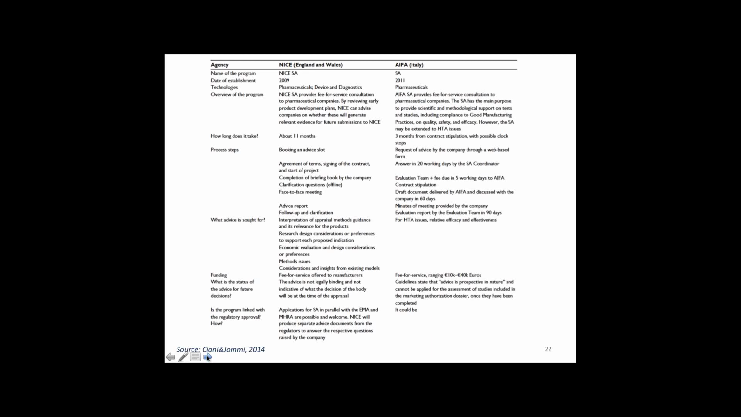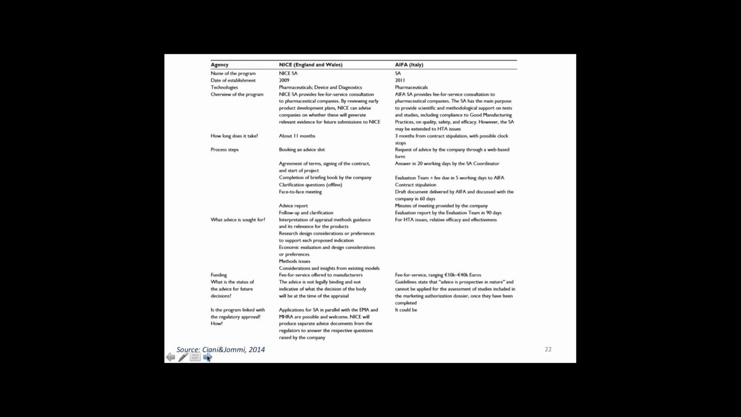And as the aim is that of making an impact on the strategic development and evidence generation plan, it is recommended to seek this advice when there is still time for the companies to amend the design of their pivotal trials. So, for instance, when the phase 3 study design is ongoing. And this is a service that is available as a fee-for-service consultation to manufacturers.